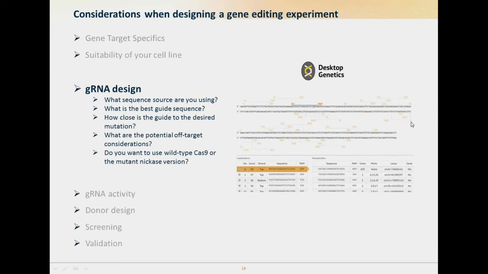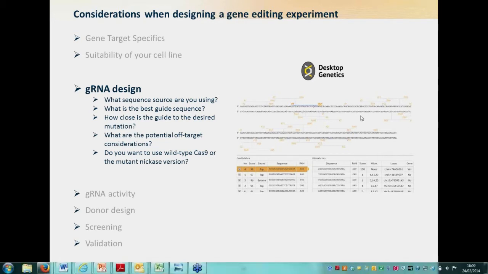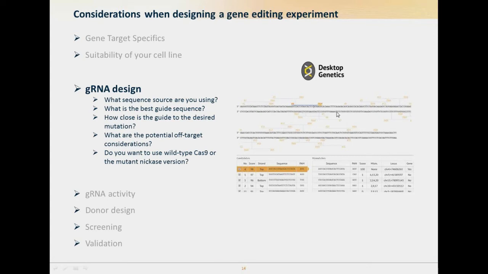Okay, now let's get to the more interesting part, guide RNA design. It's probably one of the most important things to consider when it comes to this: what sequence source are you using? Keep in mind that a single base pair change can mean the difference between success and failure with most of these technologies, and CRISPR is definitely part of that. It's important that you know what the target looks like in your cell line.